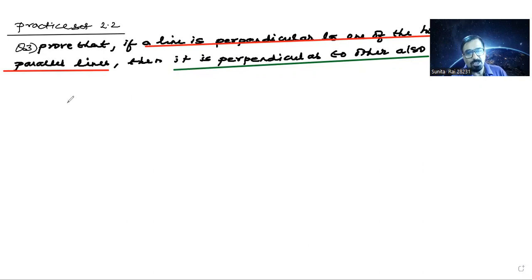When a question is given in this form, I call it a rider. So four things you have to do: draw the picture, write the given, write what is to be proved, and write the proof. For the picture, children, I said always the antecedent helps you to draw the picture.